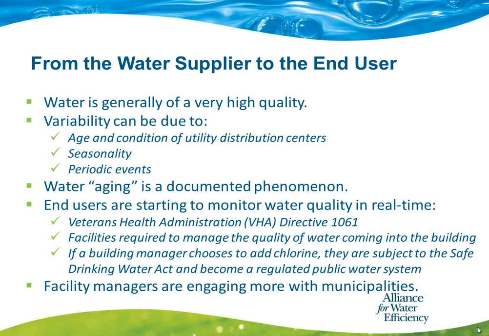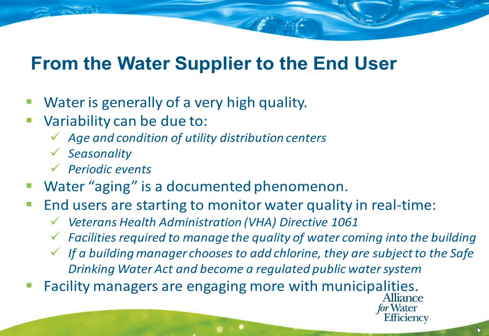However, a lot of variability can affect the quality of the water. As you can see on the slide, some of those variabilities can occur due to the age and condition of utility distribution system centers. Seasonality is a major effect. From season to season in the year, the organic loading in the water can vary quite a lot. And then there are periodic events that occur: main breakage, some repair, flushing the hydrants. These periodic events can affect the quality of the water.